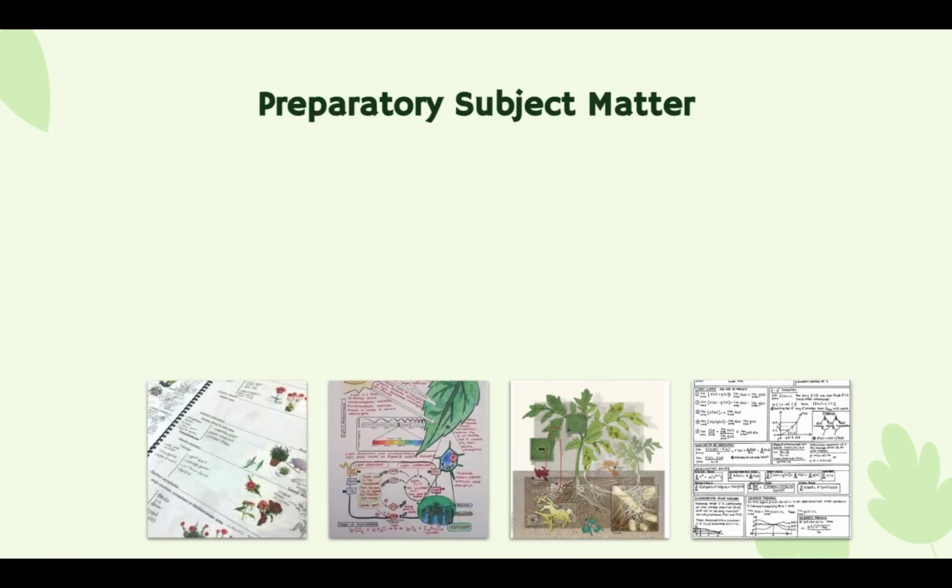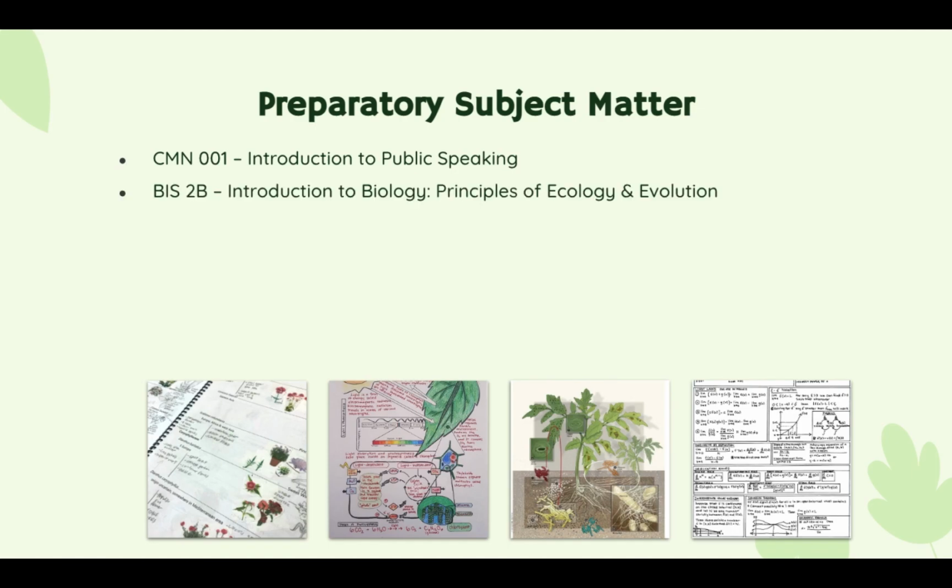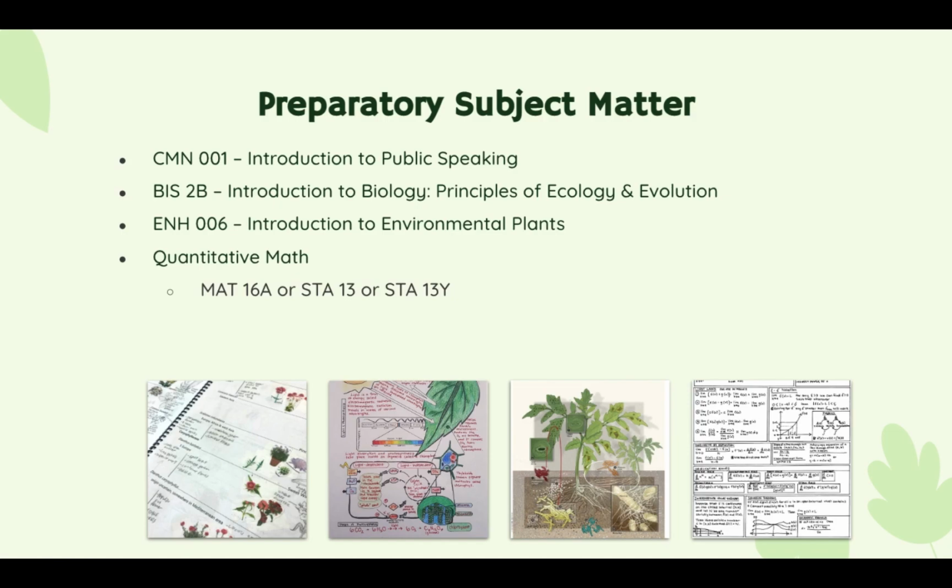Now we can explore the preparatory subject matter in more depth. Communications 1, Introduction to Public Speaking, is a 4-unit course designed to help you become a stronger public speaker. BIS 2B, Introduction to Biology, is a 5-unit class and a prerequisite to some LDA courses like LDA 50. ENH 6, Introduction to Environmental Plants, teaches you how to identify 150 common landscape plants around the Davis Arboretum and on campus. And you have options for quantitative math and physical science.